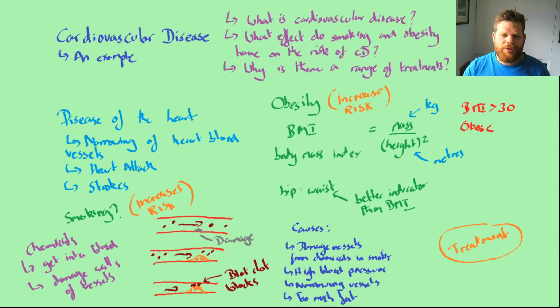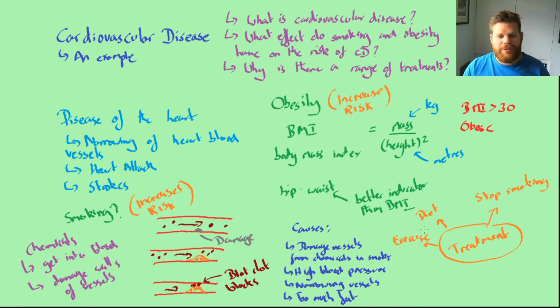So if we've got a smoker who's at high risk of cardiovascular disease, simply stop smoking. Could be one thing. If we're then thinking about having too much fat and being obese, we've got things like diet that can help. We've also got exercise that can help.